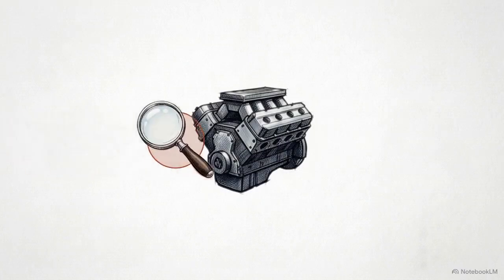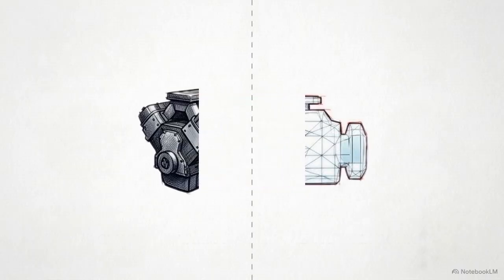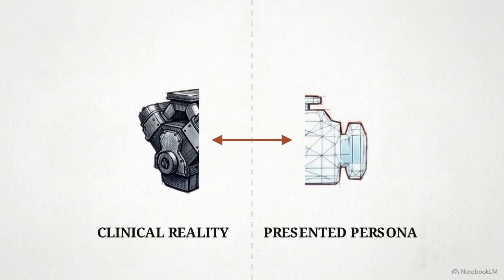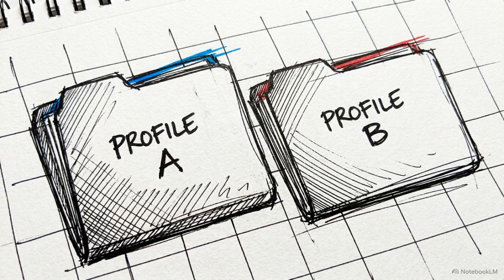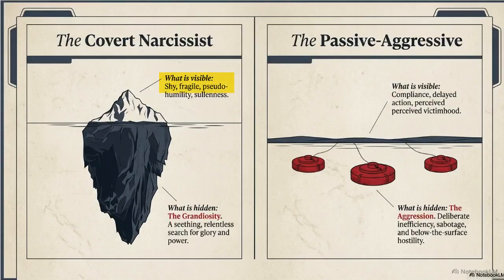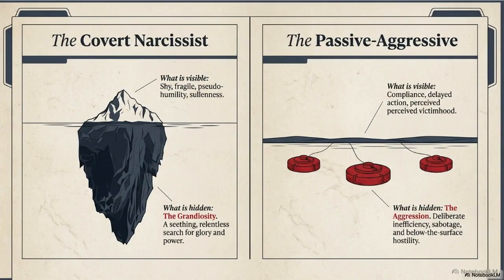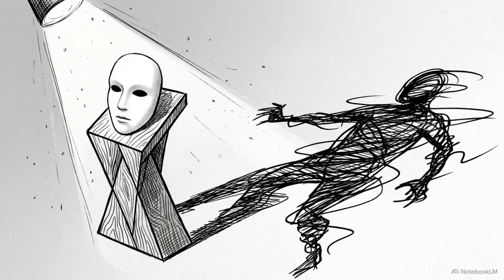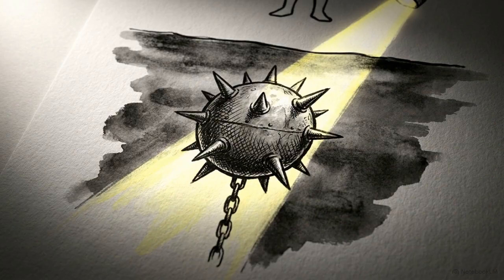Step 1 involves diagnosing the specific engine driving your test case. We need to evaluate the discrepancy between how this person presents themselves and what they are actually trying to achieve. Typically, we are dealing with one of two distinct profiles. Look at this diagram. The covert narcissist presents pseudo-humility above the surface, hiding a relentless search for glory beneath. Conversely, the passive-aggressive hides pure aggression and sabotage beneath a visible layer of compliance and delayed action. Because both of these profiles use visible behavior as a disguise, reacting to what they show you guarantees a loss. You have to bypass the mask and respond strictly to the hidden objective beneath the waterline.